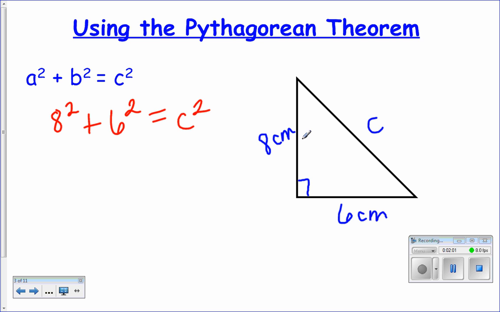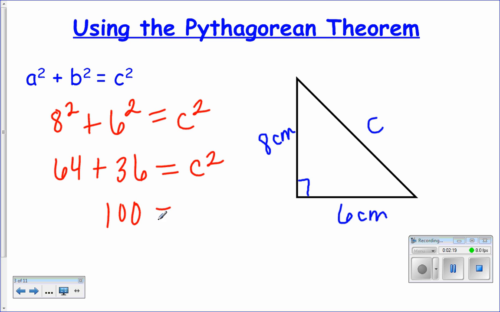So 8 squared is 64, and 6 squared is 36. And if you need to, you can use your calculator. Make sure you are showing your work just as I am. So now we're going to take 64 plus 36 to get 100. Notice I'm keeping my work nice and neat. You need to have this in your spiral.